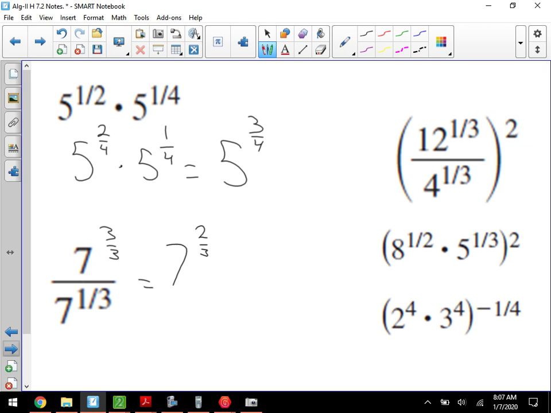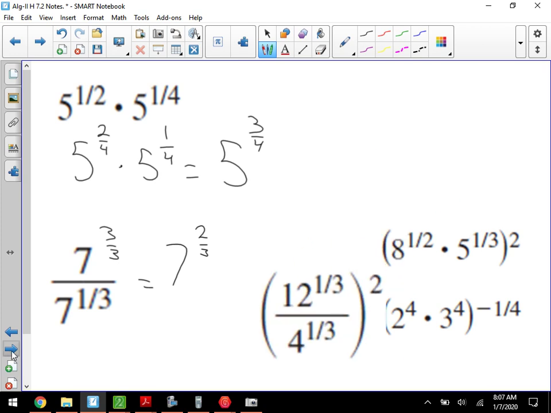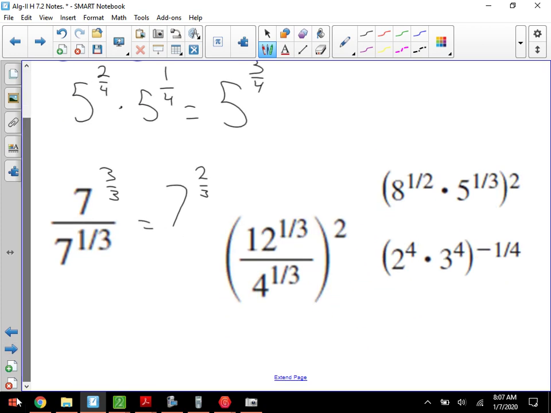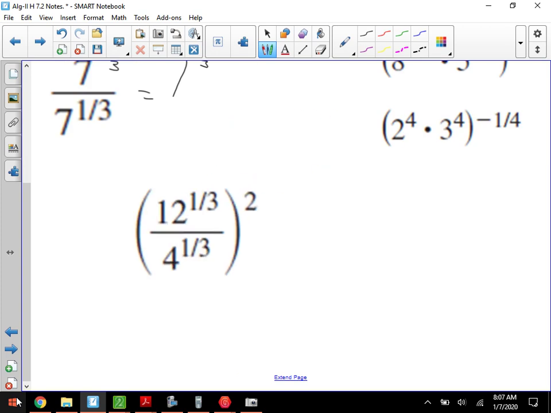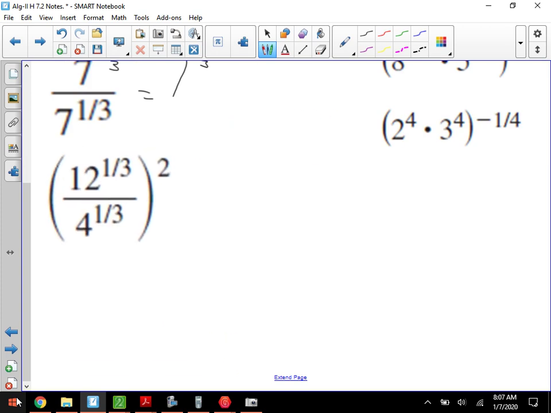So far, so good-ish? Yeah. All right. Move this one over here. Do this one next. All right. Let's look at this one. 12 to the 1/3 divided by 4 to the 1/3, all squared.